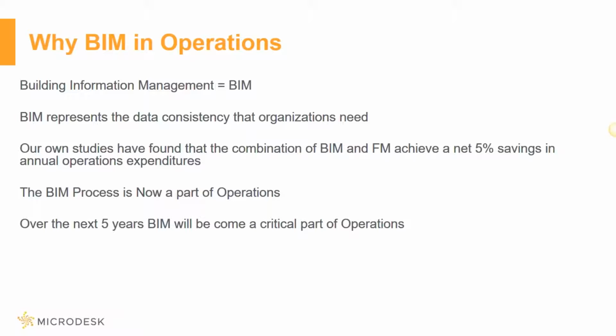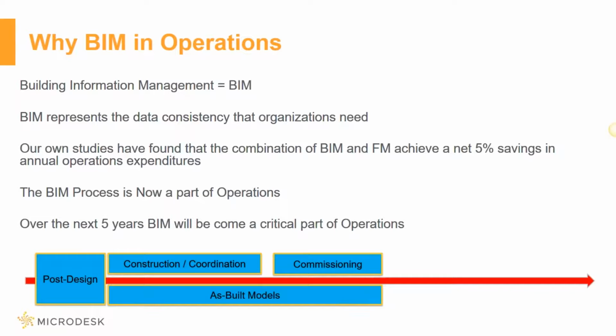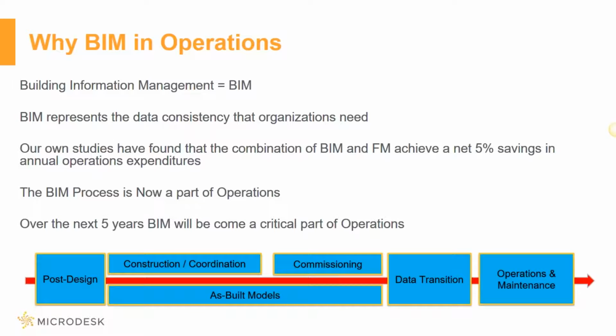And then how do we represent this? Typically, we look at this as a linear timeline where we go from post-design, construction coordination, a commissioning process, as-builting, there's a data transition period, and then into operations and maintenance. This is sort of the typical linear look at how data moves from your design all the way through operations and maintenance. However, the BIM process, the data and the deliverables that are derived from the construction process in BIM is needed.